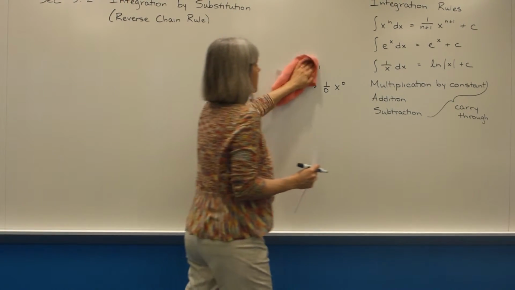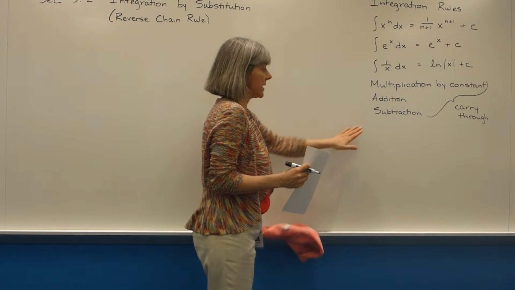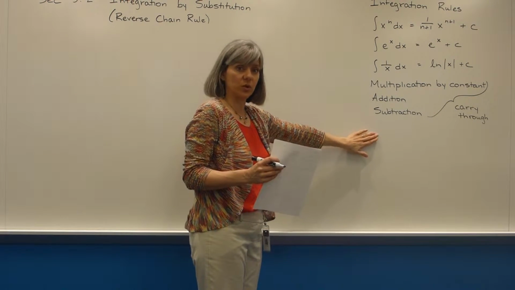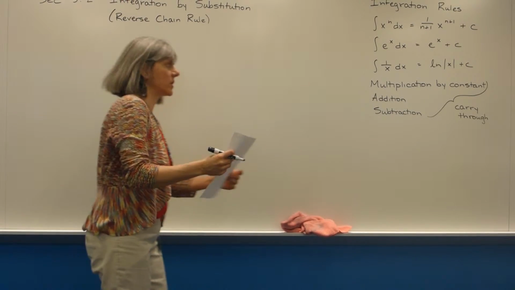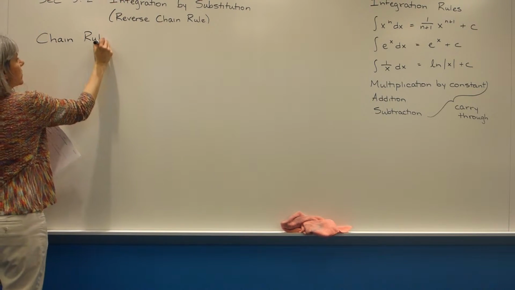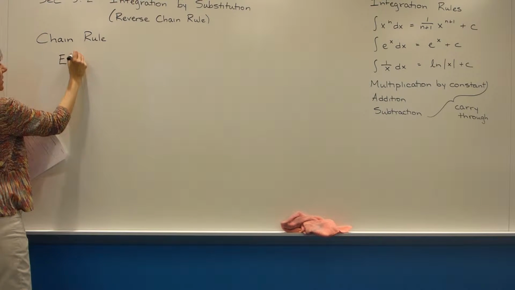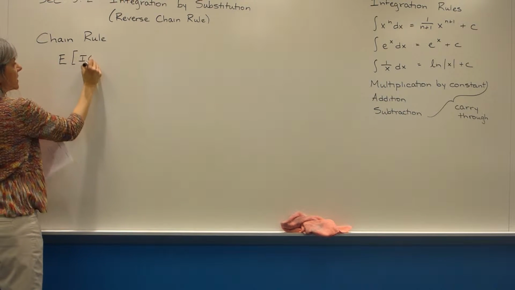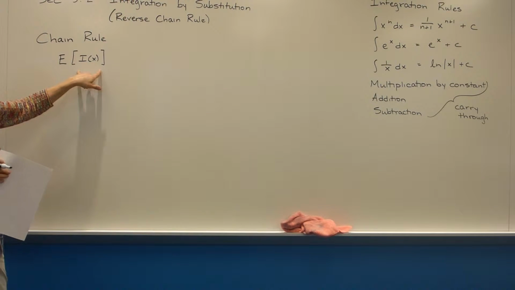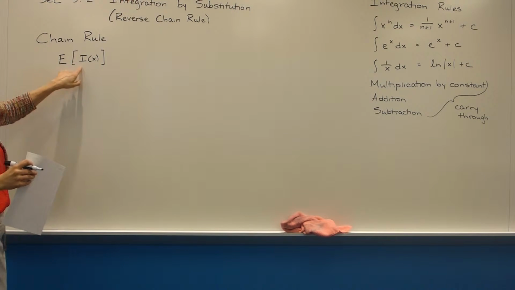Okay, so now let's look, and as I pointed out last time, there is no reverse product rule and no reverse quotient rule. However, there is a reverse chain rule. So let's review chain rule. Chain rule we used when we had some function that was inside another function. So remember, these brackets do not mean multiply, they mean a function of a function.